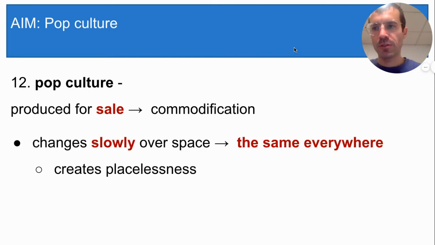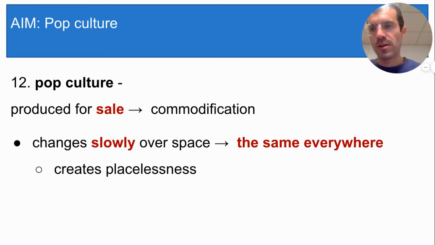Secondly, pop culture changes slowly over space. That means that as you travel around the world, you'll encounter the exact same pop cultural traits. In other words, pop culture is mostly the same everywhere. And this is the total opposite of local culture because local culture is local. Pop culture is not local, it's universal, it's everywhere.